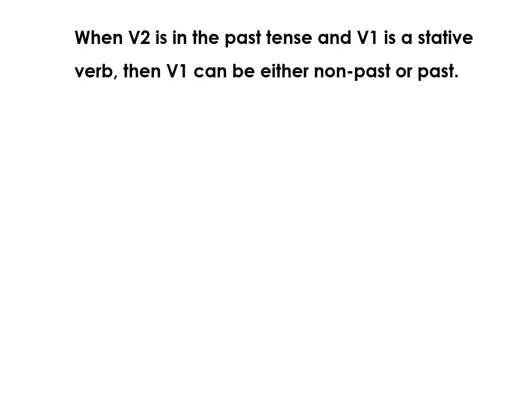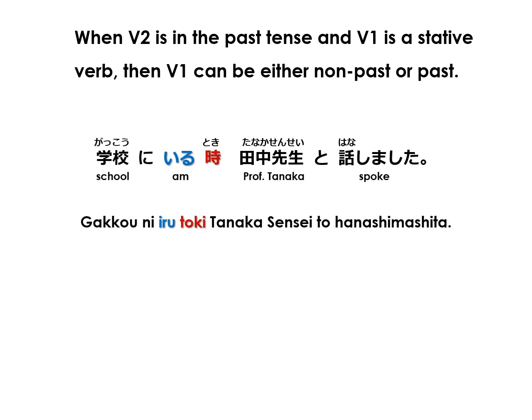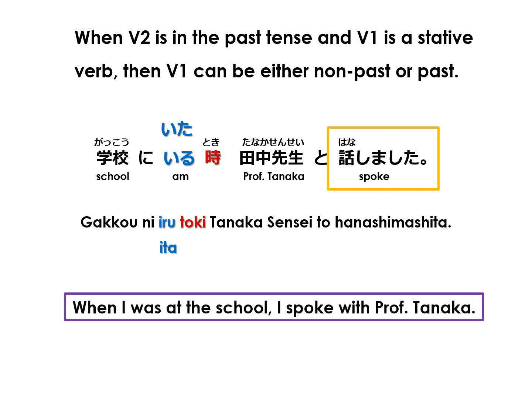When the main verb or V2 is in the past tense and V1 is a stative verb, then V1 can be in the ru form or ta form. For example, this sentence, 学校にいる時、田中先生と話しました. Our main verb is in the past tense, 話しました, and our V1 is the verb いる, to exist, which is a stative verb. So we can also use the past tense of いる, which is いた, and say, 学校にいた時、田中先生と話しました. And in English, when I was at the school, I spoke with Professor Tanaka.